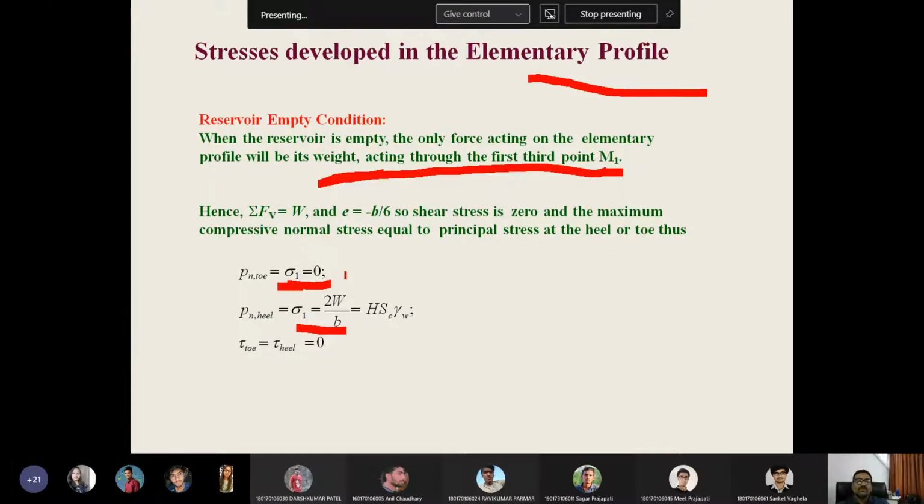So this would be 0. If you put up this value, you will get 0 at toe. At heel, this is going to be 2 times W by B, and that is the value. If you put up the value of W, then it will come out like this. And toe and heel, the stresses is also 0 if you place the value as this.